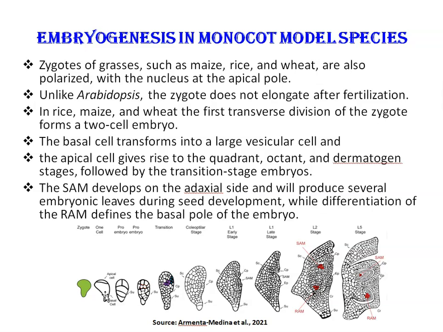The basal cell transforms into a large vesicular cell, and the apical cell, this part, gives rise to the quadrant, then octant, and dermatogen stages, followed by a transition stage embryo. So this is the transition stage embryo. The shoot apical meristem develops on the adaxial side and produces several embryonic leaves during seed development, while differentiation of the root apical meristem defines the basal pole of the embryo.